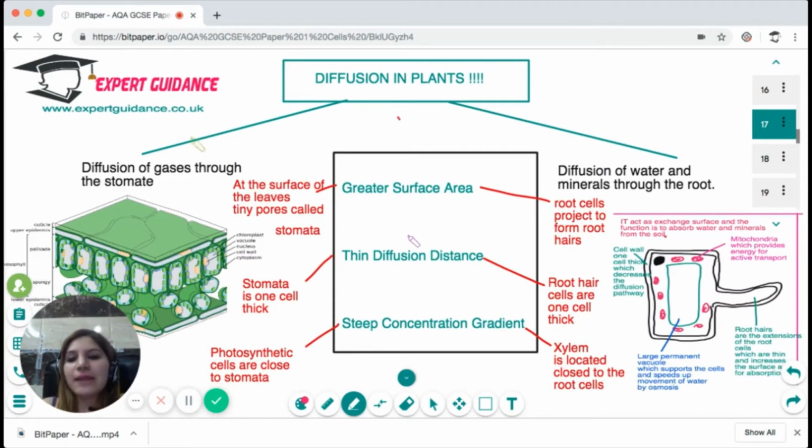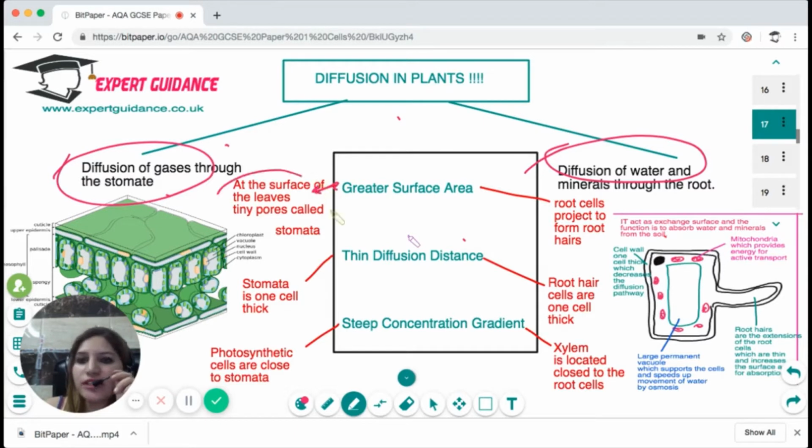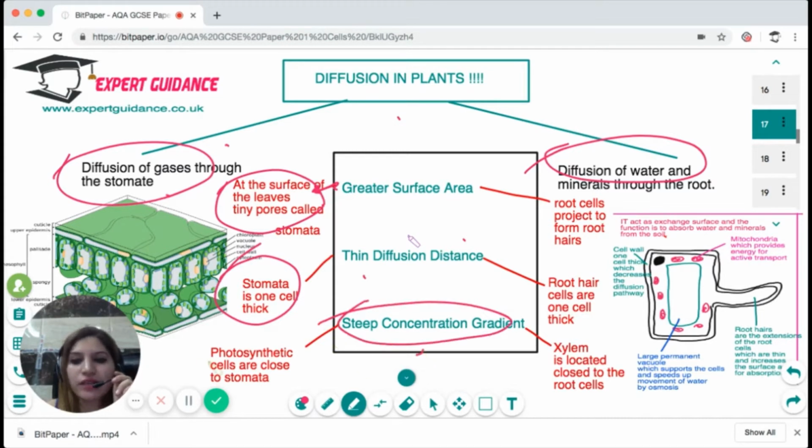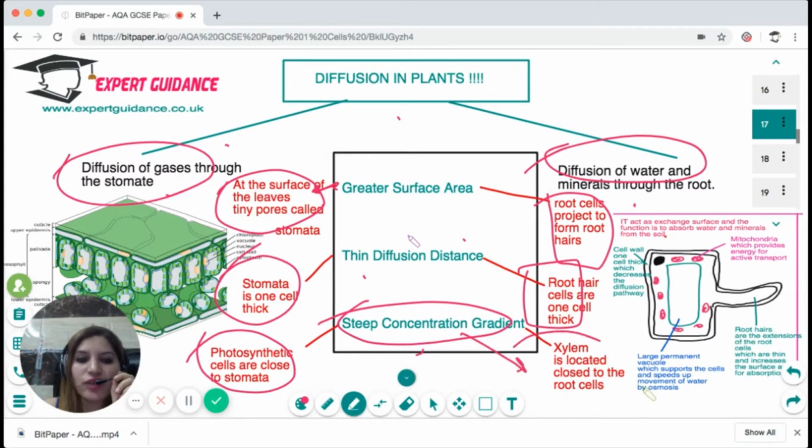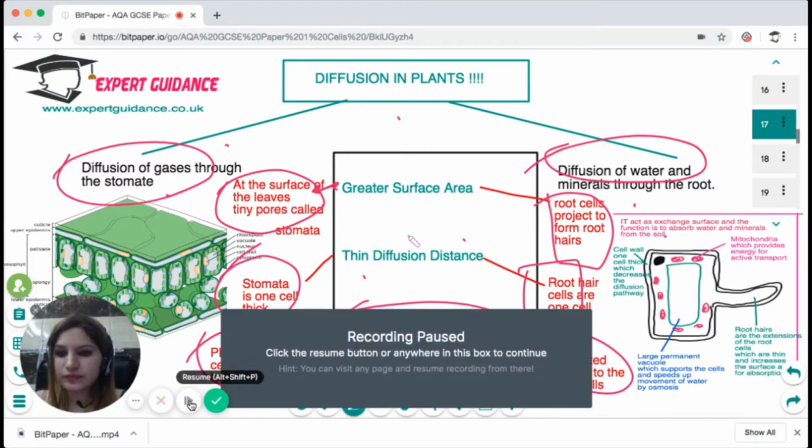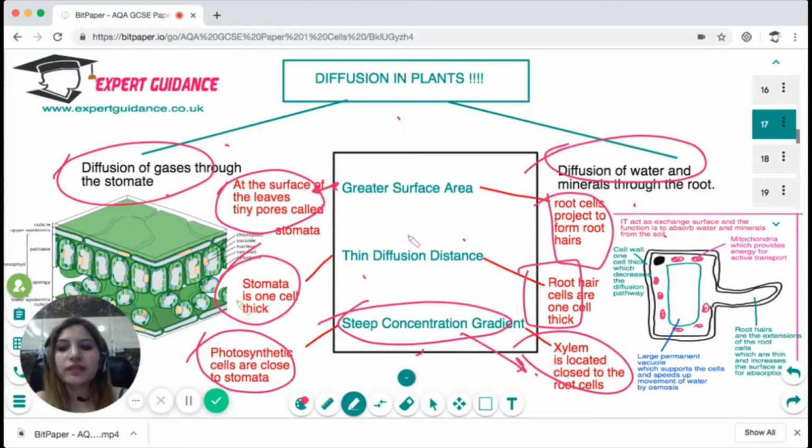Now, examples of diffusion in plants are diffusion of gases through the stomata and diffusion of water and minerals through the root. So the stomata have a greater surface area because they have tiny pores. For a thin diffusion distance, they are one cell thick. And for a steep concentration gradient, photosynthetic cells are close to the stomata. For the root hair cells, the root cells project to form the root hair cells. Root hair cells are one cell thick, and to maintain the concentration gradient, xylem is located close to the root hair cells. Okay, so I hope the examples of diffusion in plants and animals, along with the adaptations they have for maximum diffusion, are clear to you.